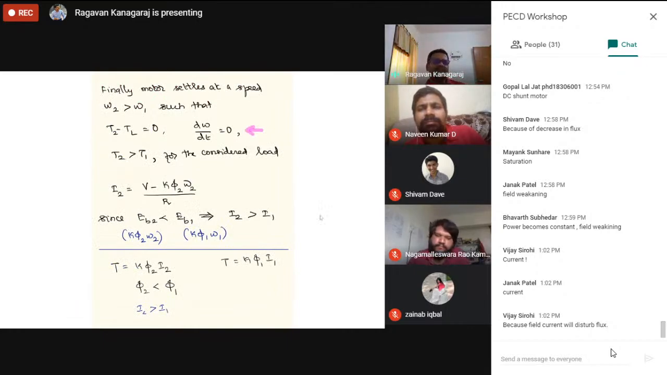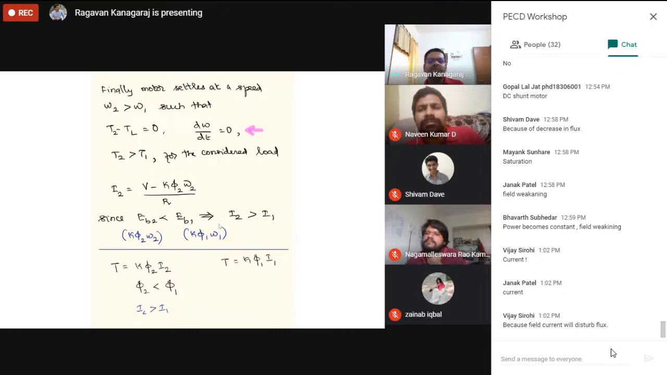Finally, the motor settles at a speed omega 2 which is greater than omega 1, such that T2 minus TL equal to 0, d omega by dt equal to 0. Now T2 is greater than T1. You get that? Okay.